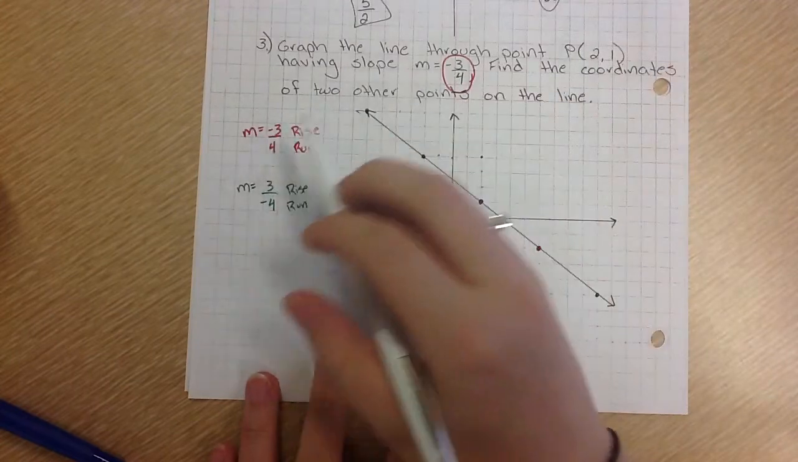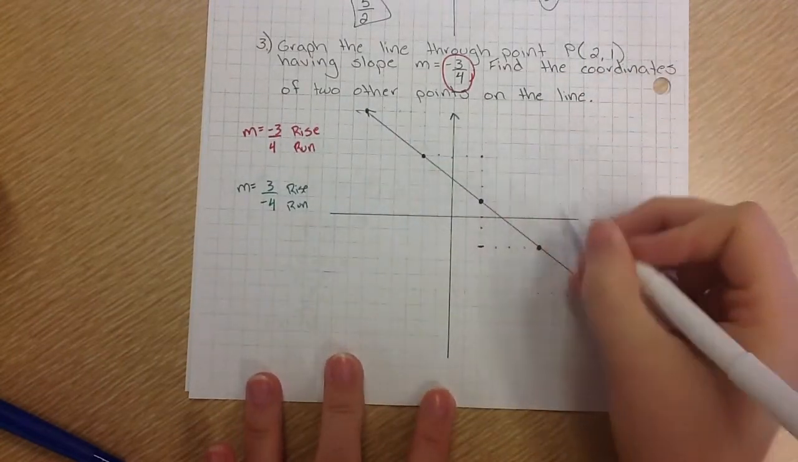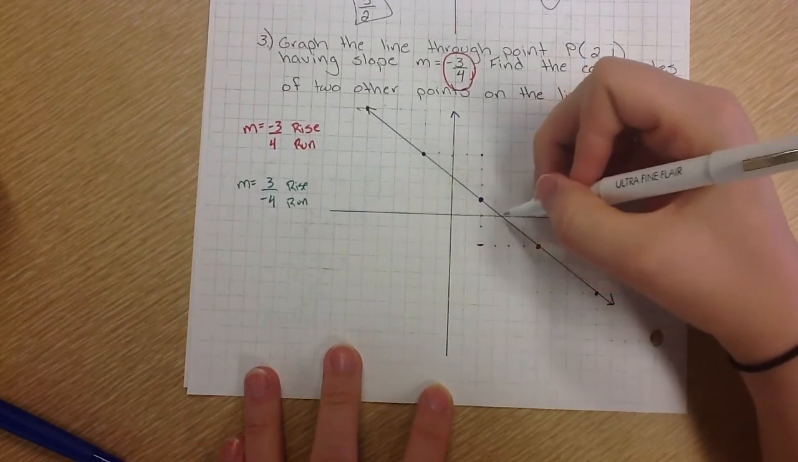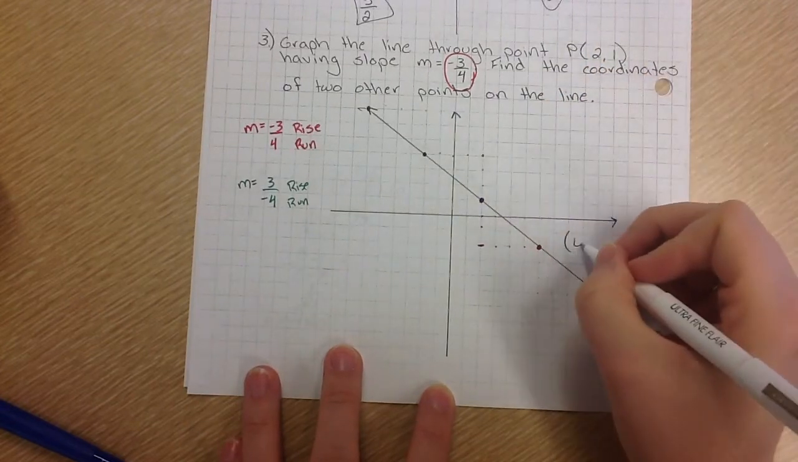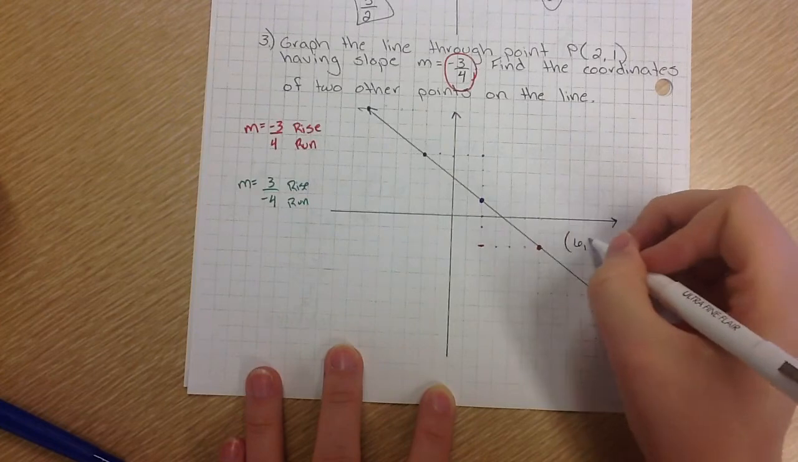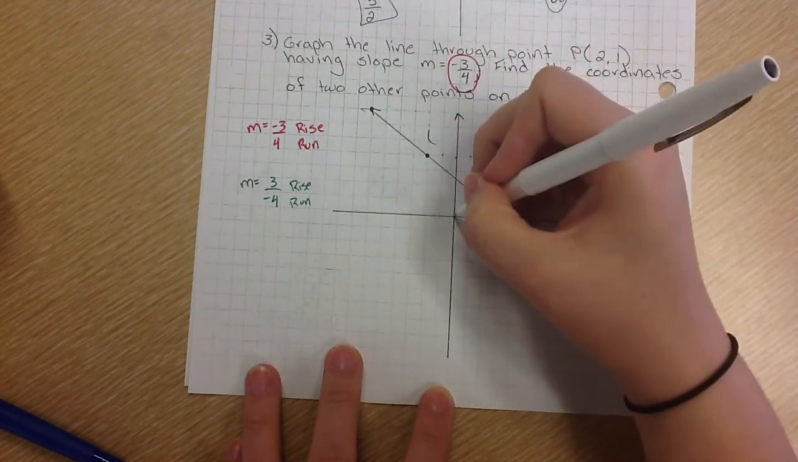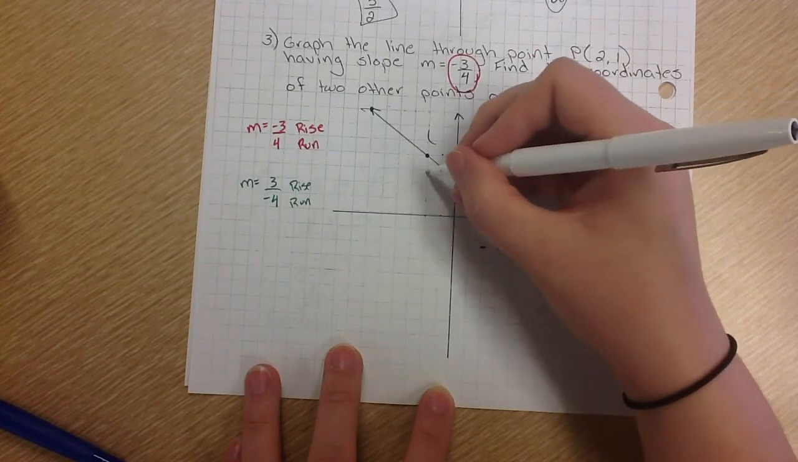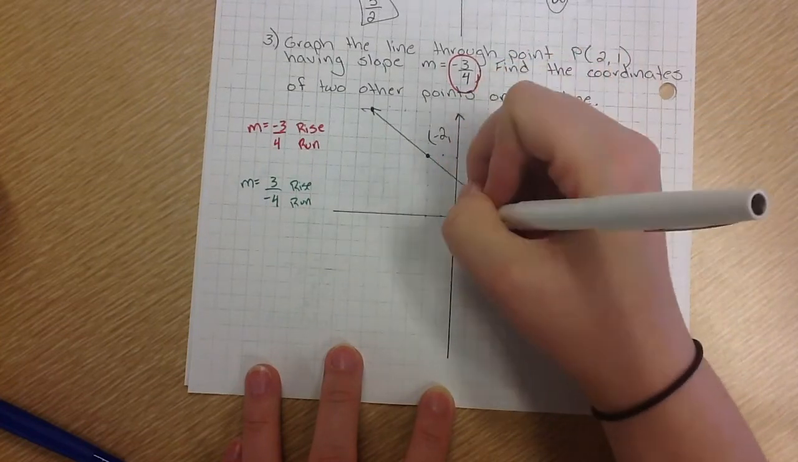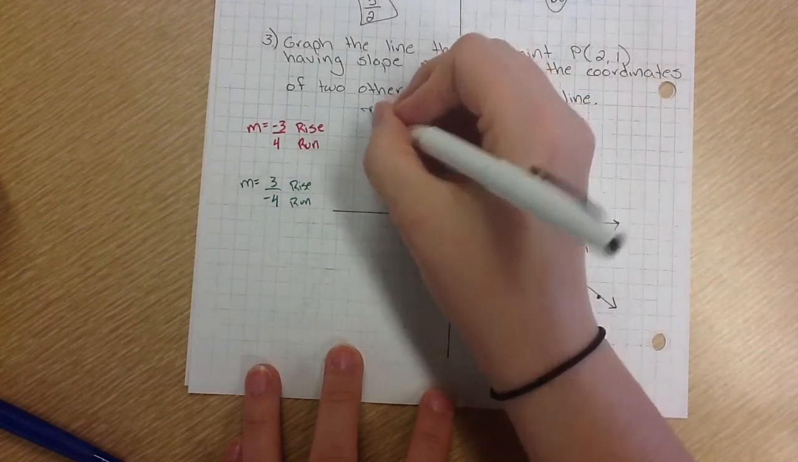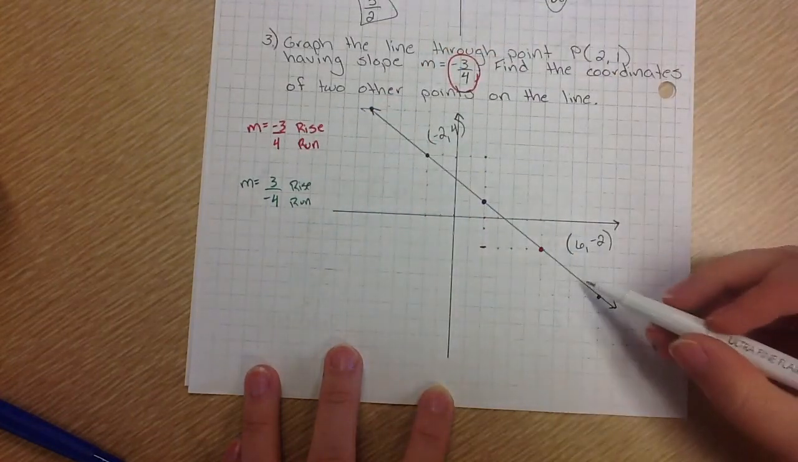Find the coordinates of 2 other points on the line. Well, we found one. I can do this one in red. That coordinate is 1, 2, 3, 4, 5, 6, negative 2. Then I've also got this one up here. Negative 2 is my x, and then 1, 2, 3, 4. But here's another one up here. And then here was another one after I counted down here.